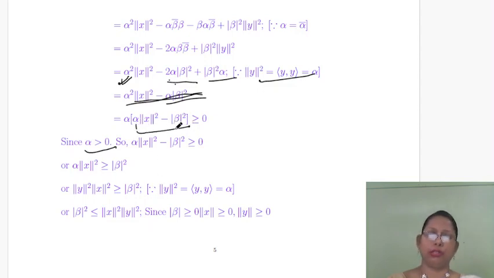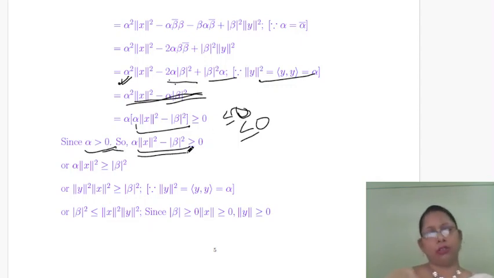If this one is negative, then it will be less than or equal to 0. Either both terms will be greater than 0 or both terms will be less than 0. Here alpha is greater than 0, so this term must be greater than 0. So in the next step, alpha norm of x squared is left. I am bringing the minus modulus of beta squared to the right hand side. I will get this equation.